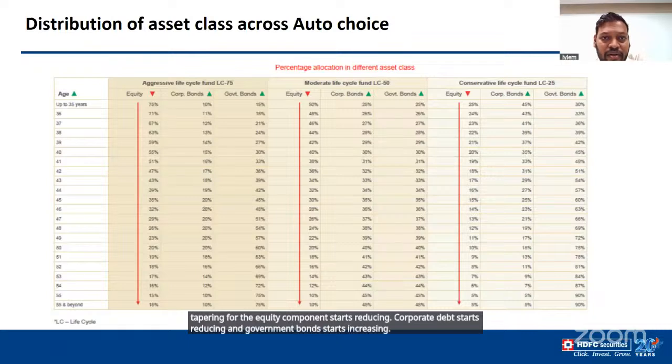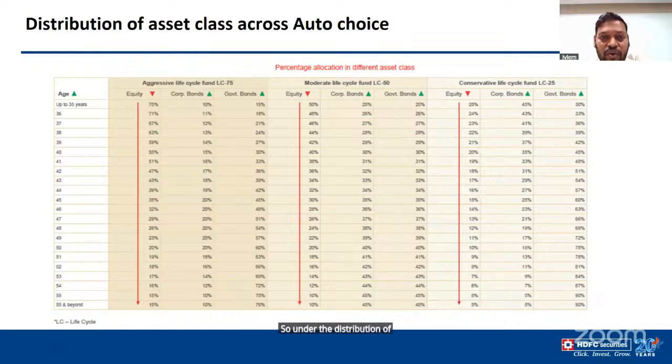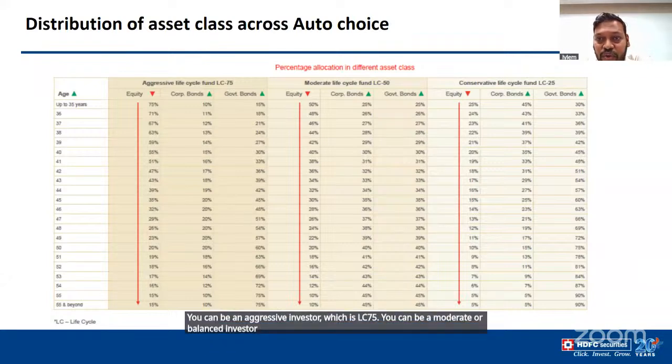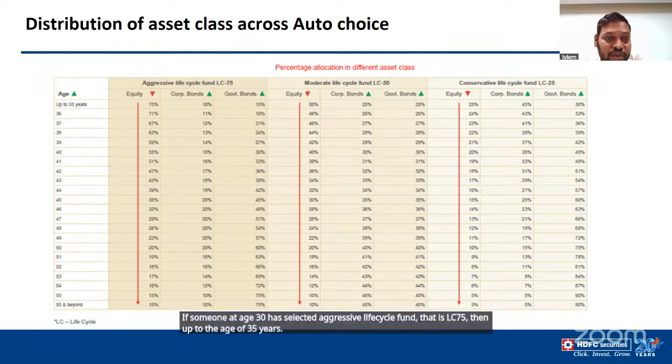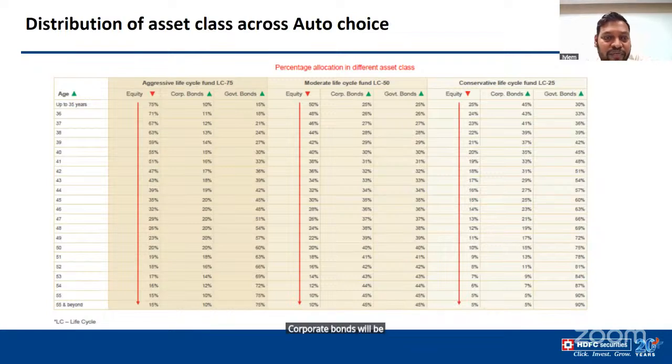So under the distribution of asset class in the auto choice option, you have three options again. You can be an aggressive investor, which is LC75. You can be a moderate, balanced investor, LC50, or you can also go for the conservative life cycle fund, which is LC25. Again, just taking an example, looking at the chart on the screen, if someone at age 30 has selected the aggressive life cycle fund, that is LC75, then up to the age of 35 years, the equity exposure will be 75%. Corporate bonds will be 10 and government bonds will be 15.